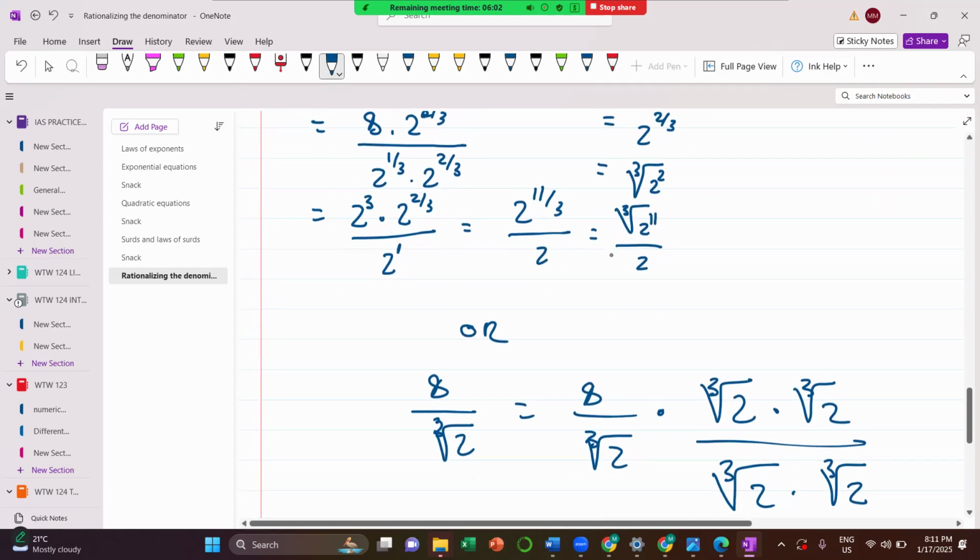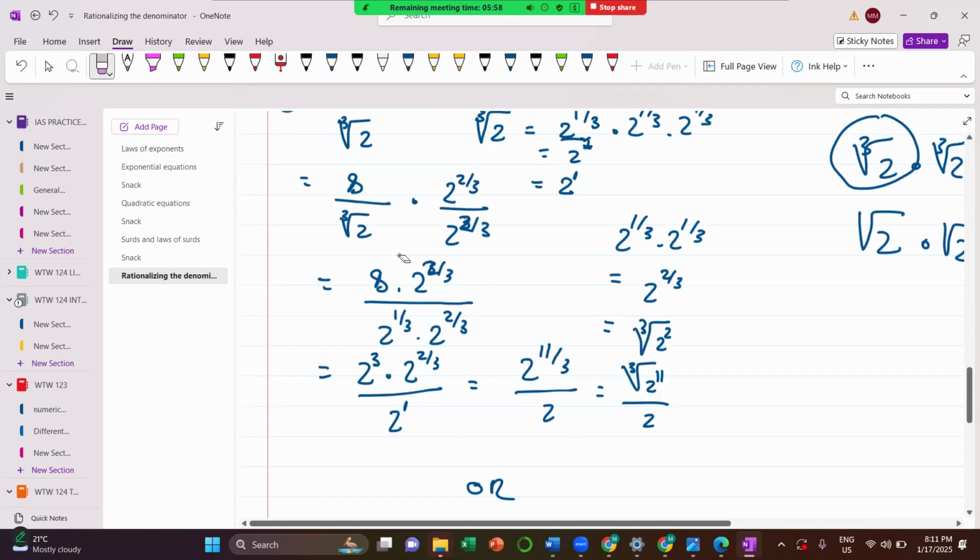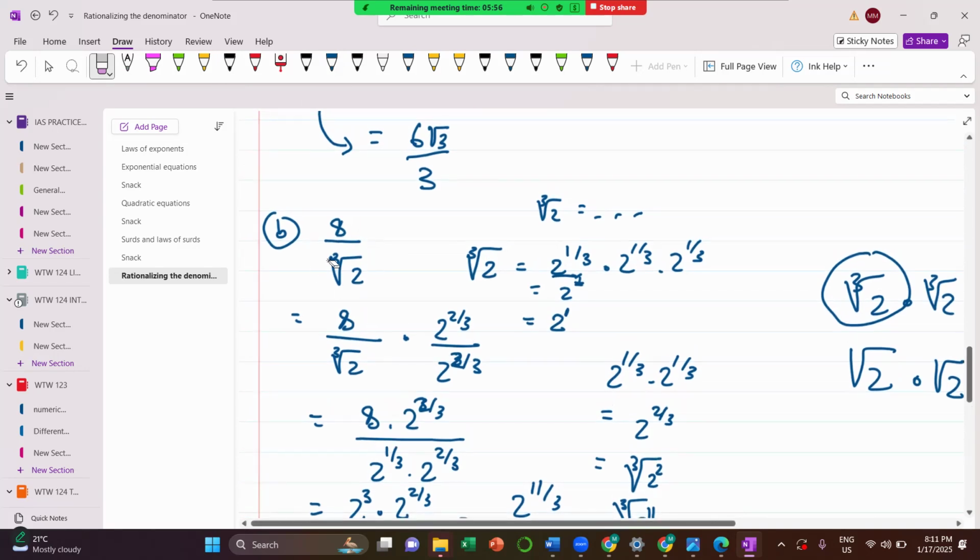So let me erase everything. You don't understand this problem, right? Letter B. But letter A you understood because we were dealing with square roots there. Yes, you understood that one. Okay. So let me do this now.